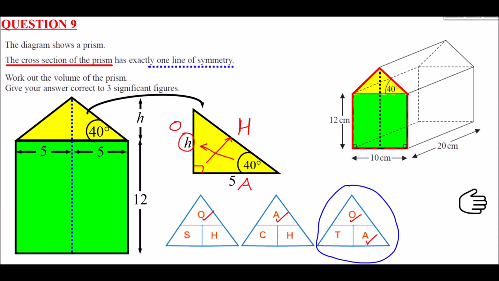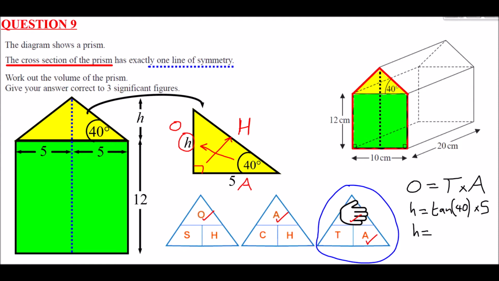Whatever we want to work out is what we cover up. So because we want to work out the opposite, we cover up O, like so. And what's left tells you what to do. So for O, we've got T and A next to each other, and two things in algebra next to each other means multiplied. So we do tan times the adjacent. T stands for tan of the angle, so that's going to be tan of 40 in brackets multiplied by the adjacent, which is 5. And that'll tell us what H is.